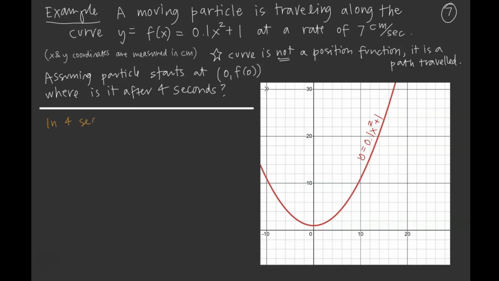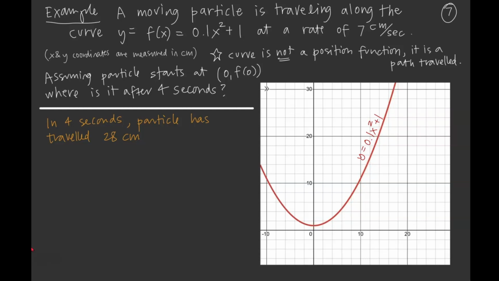We do know that in 4 seconds, the particle has traveled 28 centimeters, because we're told that it travels 7 centimeters per second. So we really want to know the coordinates of where it has landed after those 4 seconds.